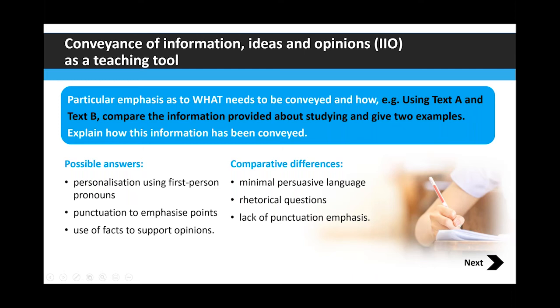So typical or possible answers that we would expect to see would be, for example, personalisation using first-person pronouns, punctuation to emphasise points, or the writer has used facts to support opinions. To give a comparative difference, they may say in text B there is minimal persuasive language, or the writer has used rhetorical questions, or there is lack of punctuation emphasis. So it's particularly about what needs to be conveyed. So for example, in this instance, it's the actual information that is given about studying.